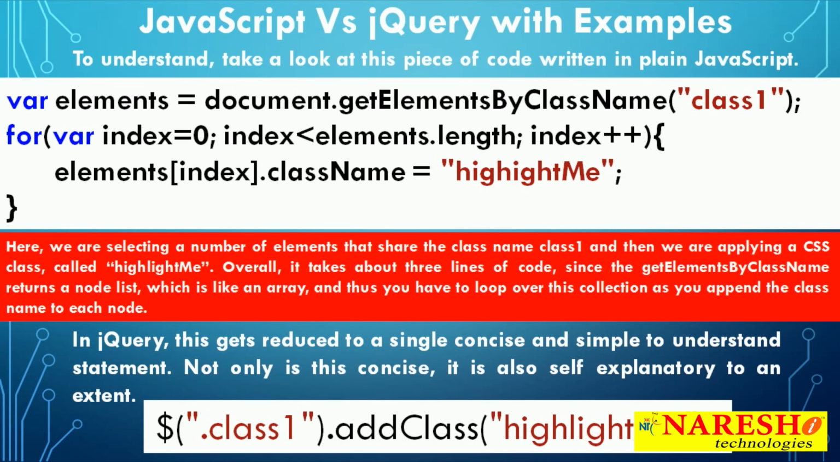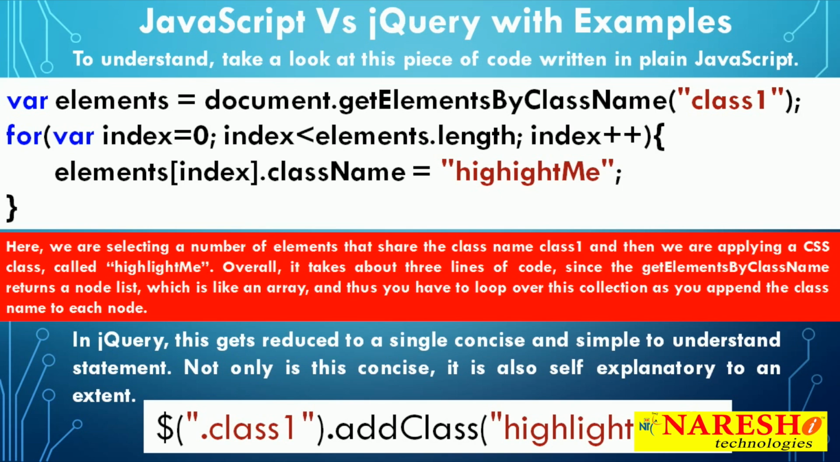So look at the screen: JavaScript versus jQuery with examples. To help you understand that jQuery is very easy compared to JavaScript, I have taken one piece of code in JavaScript, and I am going to convert that piece of code into jQuery. I want to show both codes, JavaScript as well as jQuery, so that you can easily compare. Yes, that is somewhat more lines of code, and here fewer lines of code.